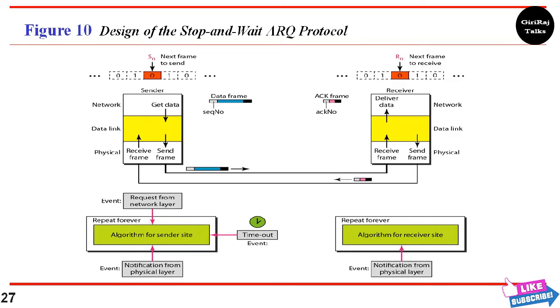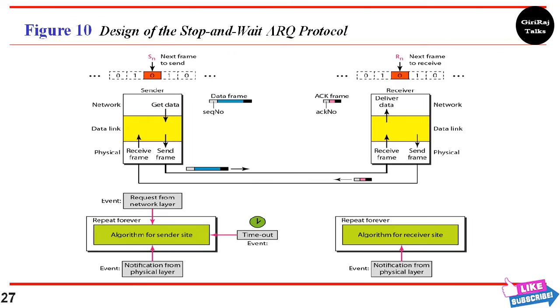Since the sequence numbers must be suitable for both data frames and ACK frames (ACK means acknowledgement), we use this convention. The acknowledgement numbers always announce the sequence number of the next frame expected by the receiver. For example, if frame 0 has arrived safe and sound, the receiver sends an acknowledgement frame with acknowledgement 1, meaning frame 1 is expected next. If frame 1 has arrived safe and sound, the receiver sends an acknowledgement frame with acknowledgement 0, meaning that frame 0 is expected.